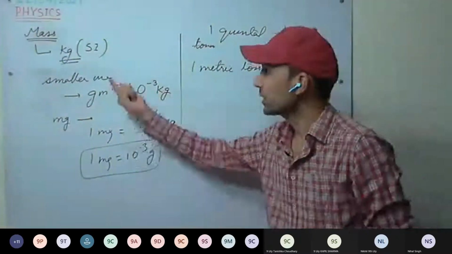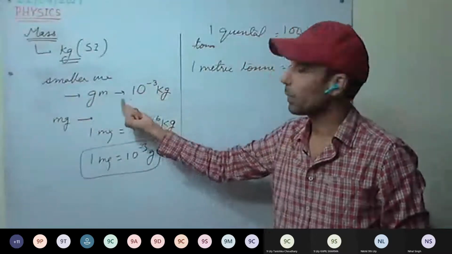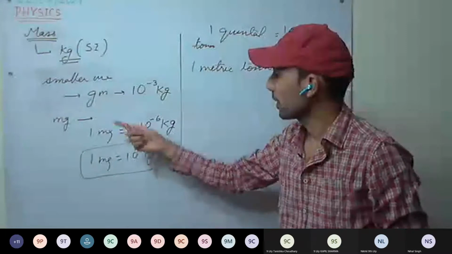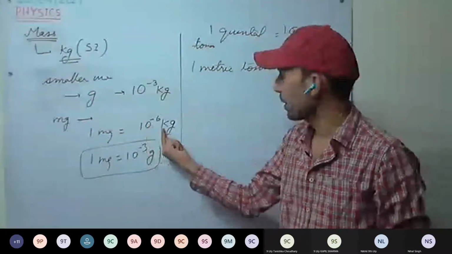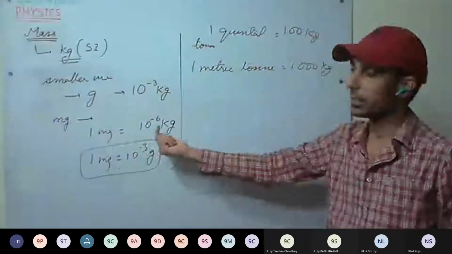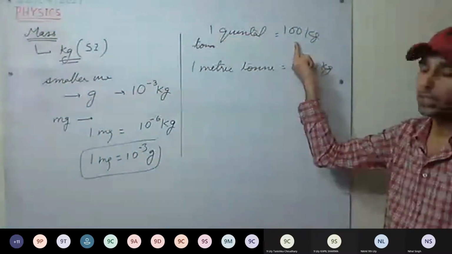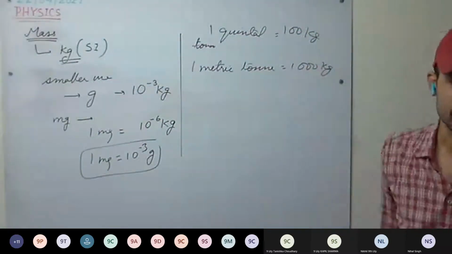So smaller units are defined in terms of kg. If we divide a kilogram into 1000 parts, each part will be 1 gram. And if we define further, 1 millionth part of a kg is 1 milligram. For smaller measurements, we use smaller units, and for bigger measurements, we use bigger units. 1 quintal is 100 kg. 1 metric ton is 1000 kg.